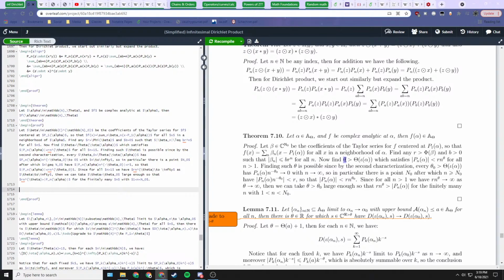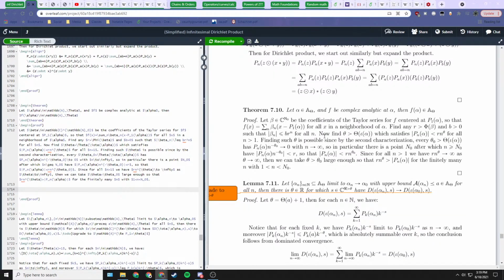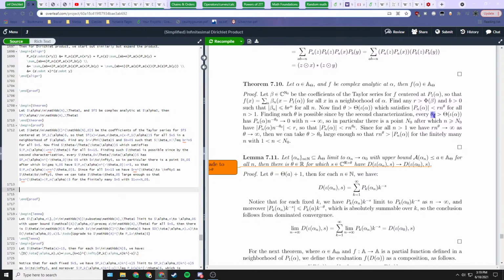Then we'll find theta greater than capital theta iota alpha, which satisfies p sub n of alpha less than this for all n greater than 1. Now find this lower theta, which satisfies p sub n alpha strictly less than r power n theta for all n greater than 1. The reason this is possible is that if we select theta 0 greater than theta iota alpha, then we do have p sub n alpha times n power negative theta 0 going to 0. This is by the second characterization.